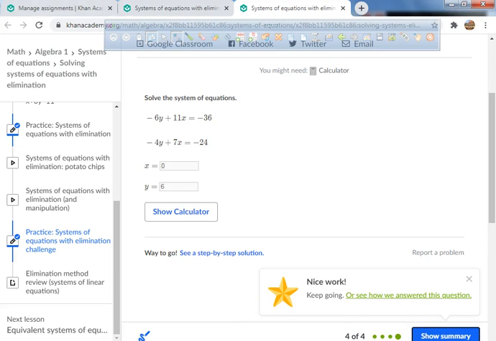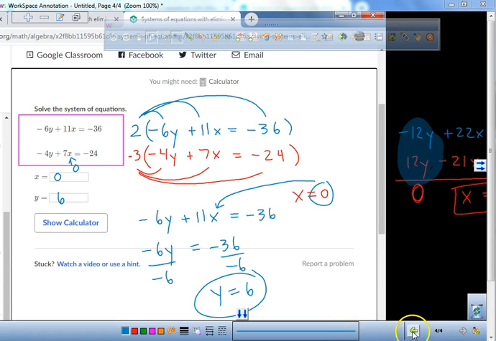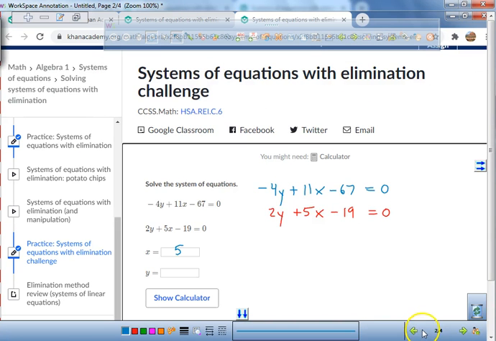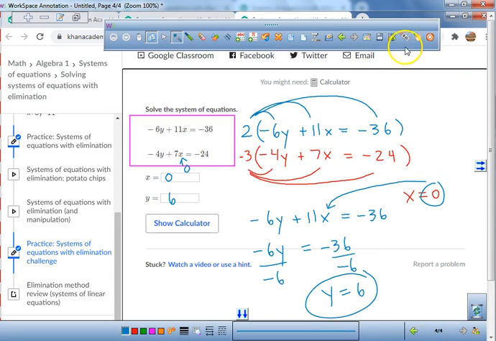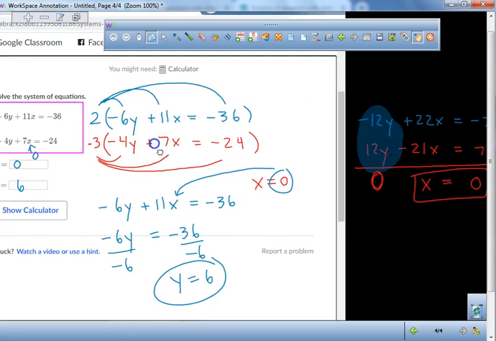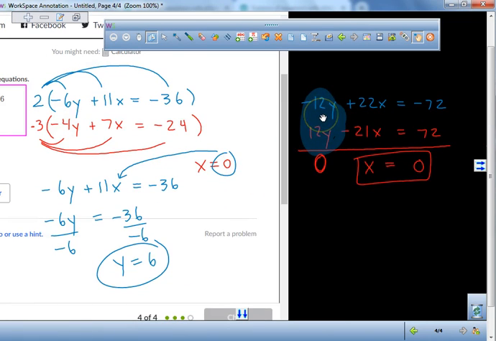So if you're wondering how we do it by hand, this is how we do it by hand. What do you always have to do? Find a way to get one of them eliminated so you can solve for the other one. So you're either going to eliminate your y's, that's what we did, or you're going to eliminate your x's. Good luck on solving these systems of equations.